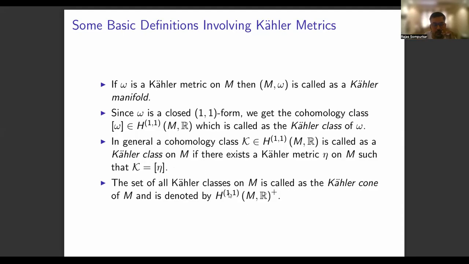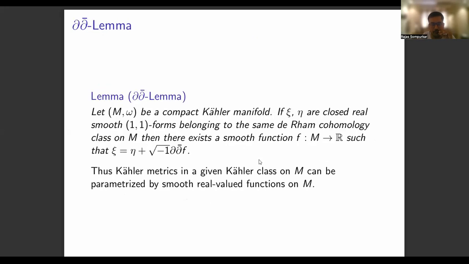And then the set of all Kähler classes, the cohomology classes which are represented by Kähler metrics in this H^{1,1}(M,R), is denoted by H^{1,1}(M,R)_+ and is called the Kähler cone. So this is a cone, meaning it is closed under addition and it is closed under multiplication by positive real numbers. So these are some notions that are there in Kähler geometry.